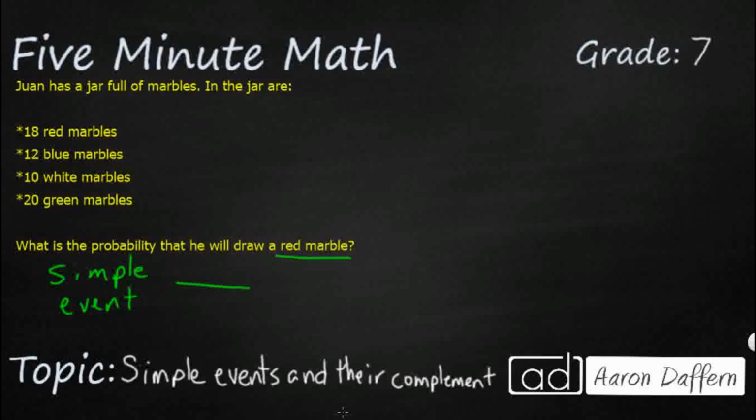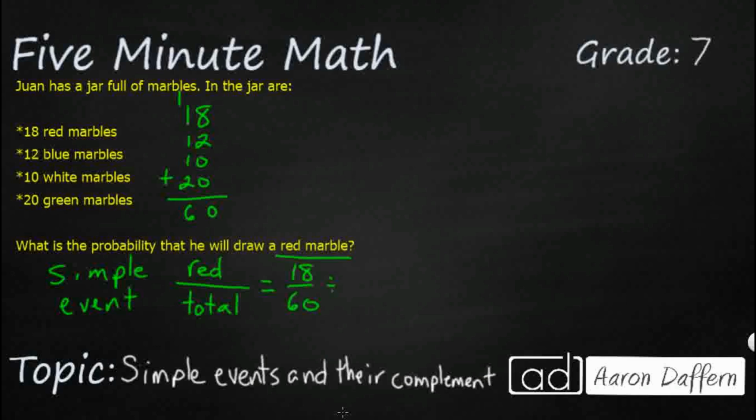So we need the number of red over the total number of marbles, and so that is going to be 18 red over, let's see, I've got to add these up. That's the only trick or difficult part of this, and that's not even really that difficult. So that's going to be 10, 1, 2, 3, 4, 5, 6, 60. So we've got 18 sixtieths.